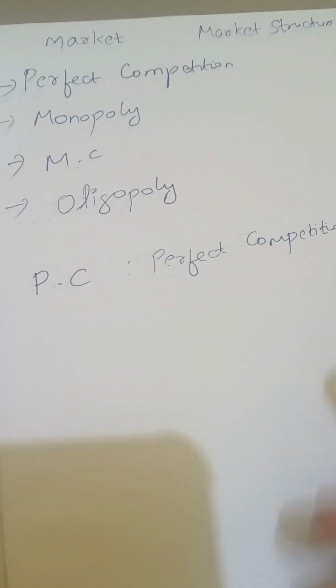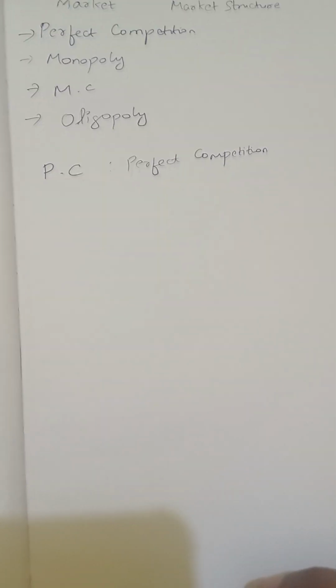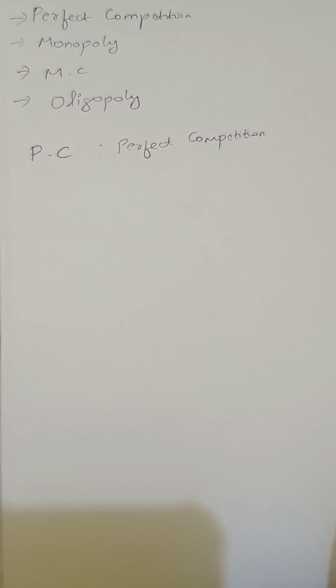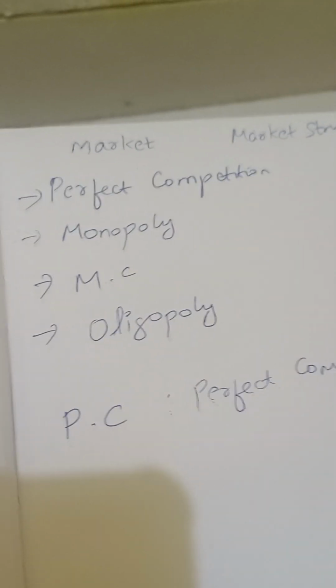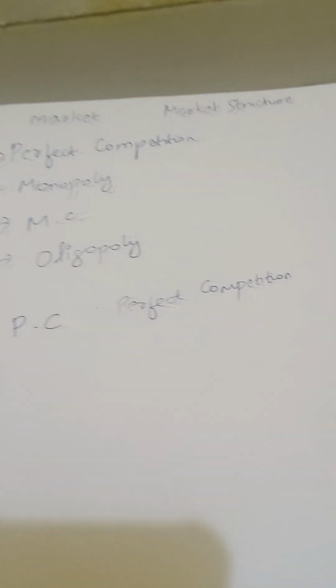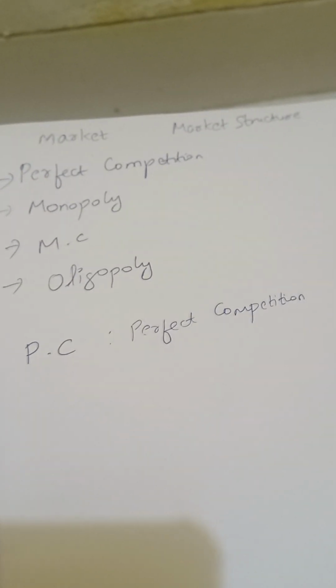Okay, so essentially what happens in perfect competition is there are a large number of buyers and sellers, there is free entry and exit of firms, the product is homogeneous, and there is market information available about the products, and there are no artificial barriers to entry.